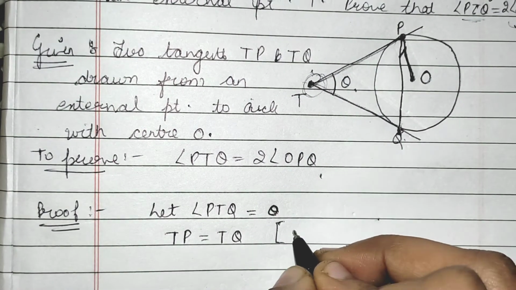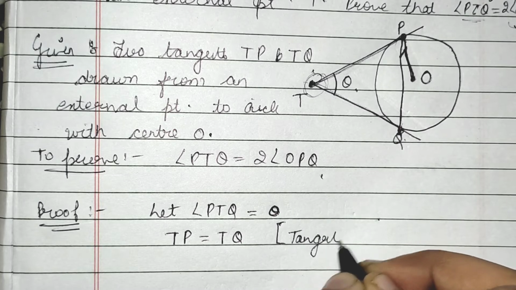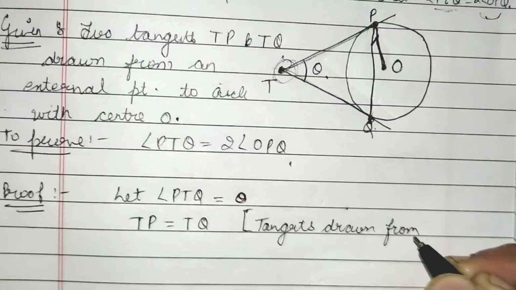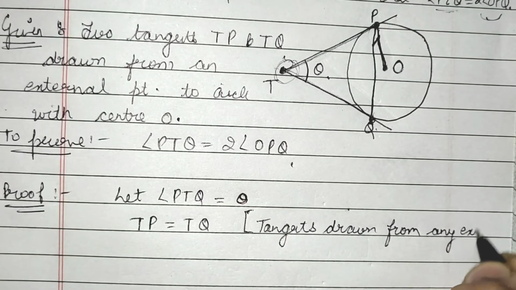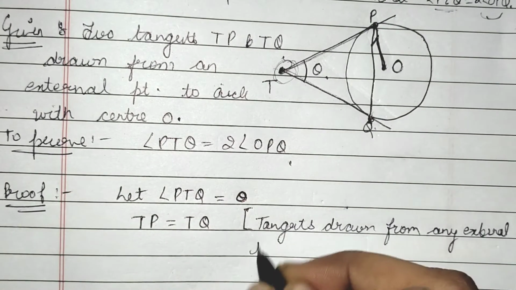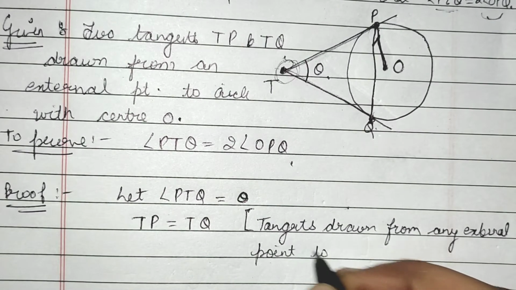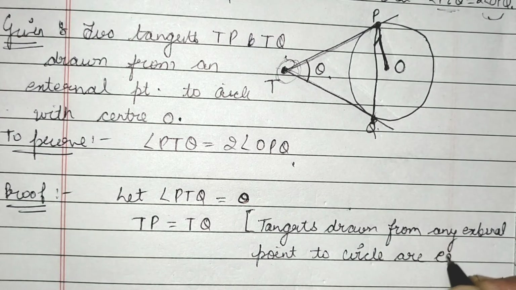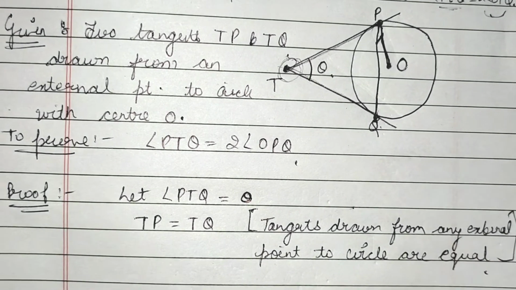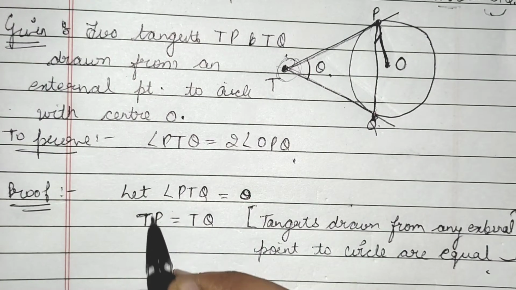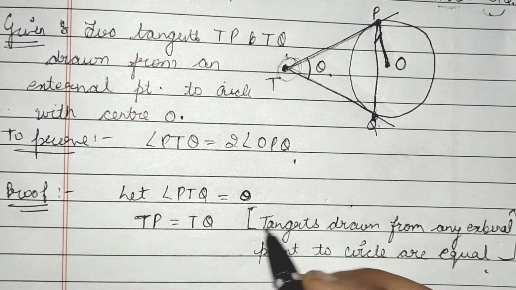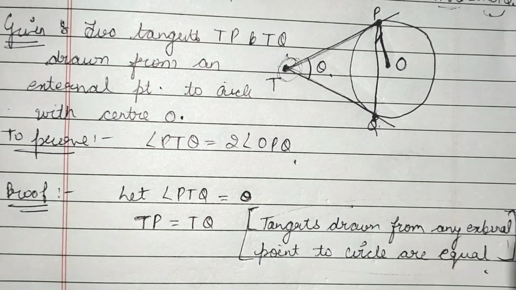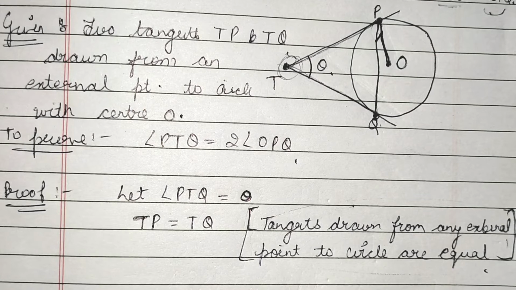That because tangents drawn from any external point to the circle are equal, right? So that's why our TP is equal to TQ. Do not write down in the exam that because of theorem number 10.2, right? No one is going to give you marks. You have to explain the reason in your exam, right?